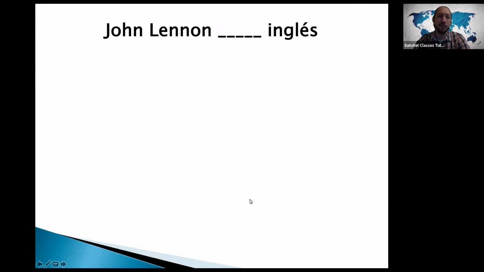Now, John Lennon. Let's talk about people who are not with us anymore, sadly. Like, say for instance, John Lennon. We know he was English. John Lennon was English. But how do I say was in Spanish? Well, it's a very, very easy word to remember. Era. John Lennon era inglés. And that's how you say was. In this case, John Lennon was English.